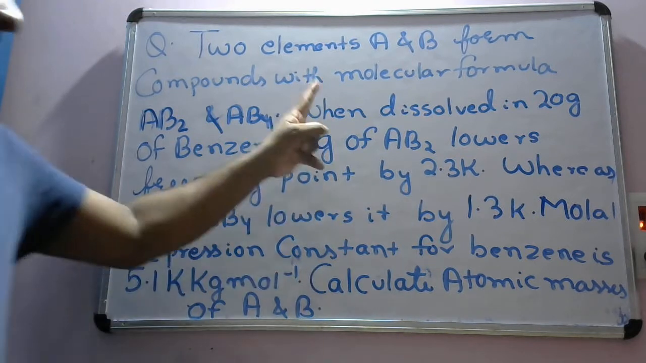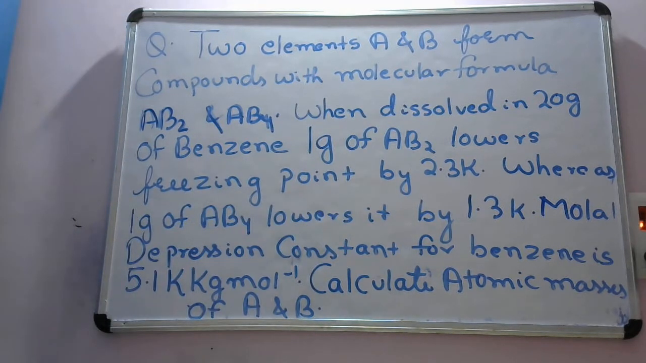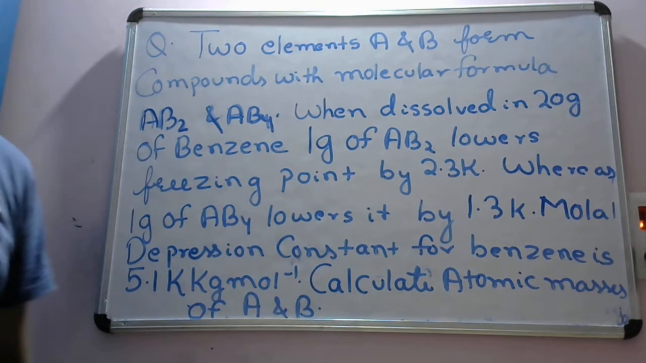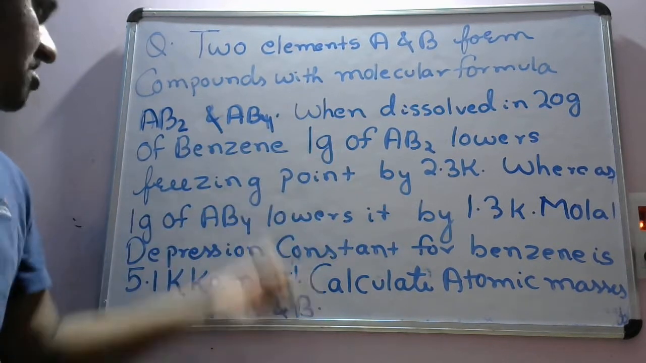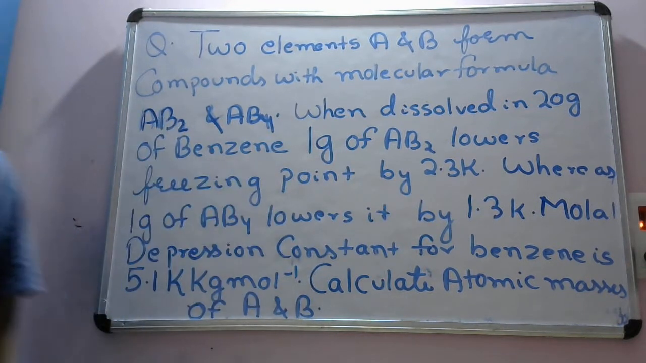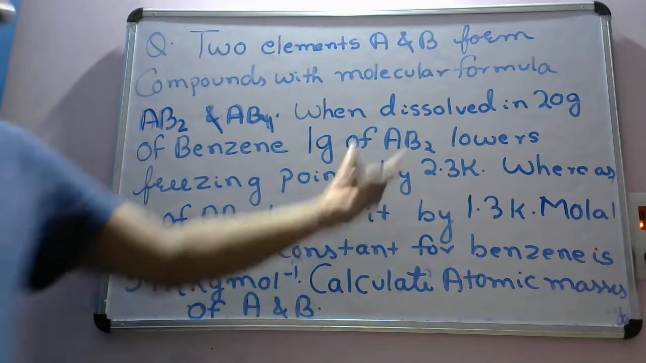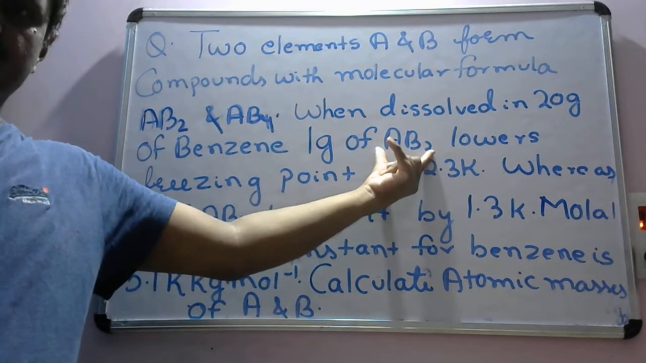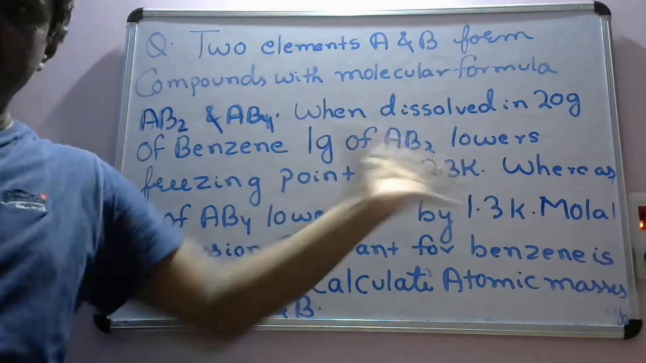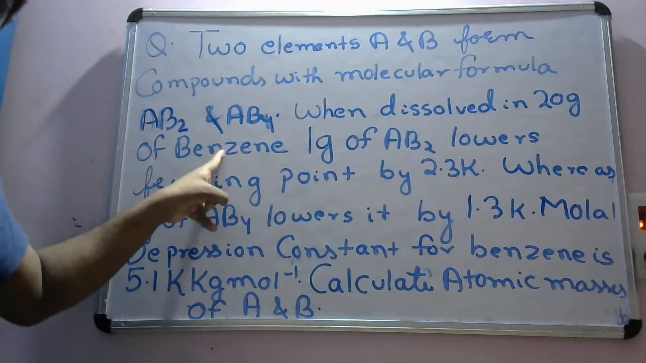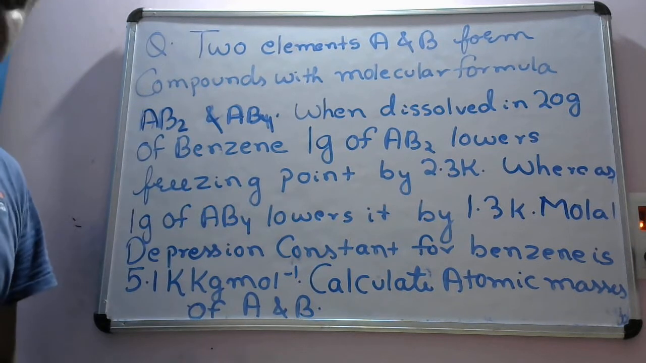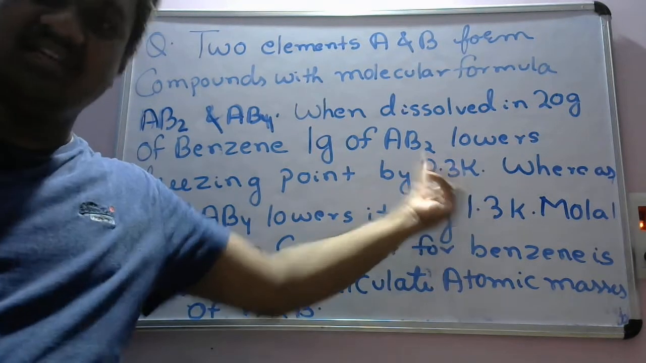It is mentioned that when dissolved in 20 grams of benzene, 1 gram of AB2 lowers the freezing point by 2.3 Kelvin. Means what? If we take 1 gram of AB2 in benzene, benzene is the solvent here and AB2 is one kind of solute. So 1 gram of AB2, the solute, dissolved in 20 grams of benzene, the solvent, gives a freezing point depression of 2.3 Kelvin.